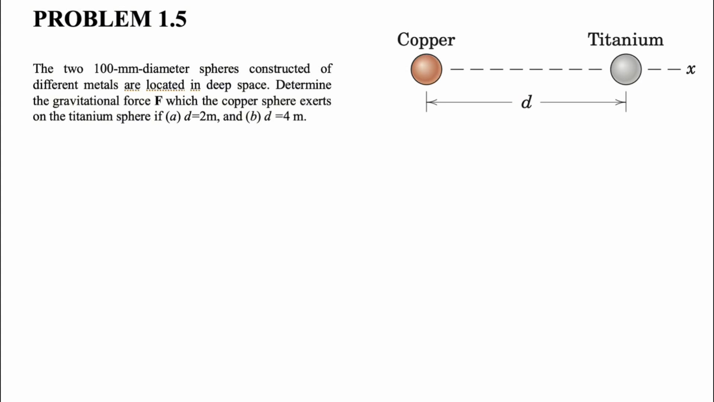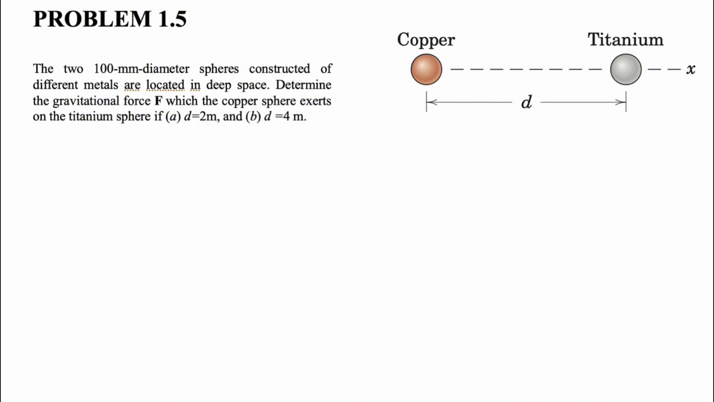Alright guys, welcome back. We're going to be solving another question from the first chapter of Meriam textbook, Dynamics. In this question we have 200 millimeter diameter spheres constructed of different metals that are located in deep space, and we need to determine the gravitational force F which the copper sphere exerts on the titanium sphere in two different conditions. The first condition we have D, or the distance between the center of these two, 2 meter, and in the B part of the question we have 4 meter instead of 2.